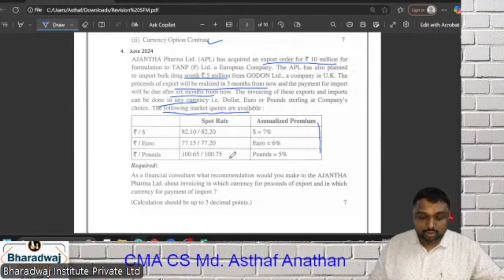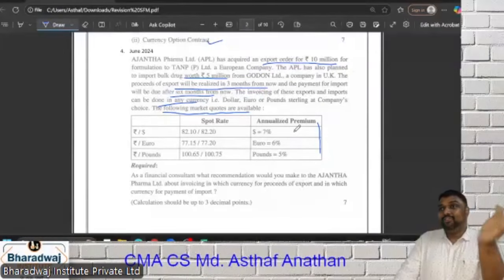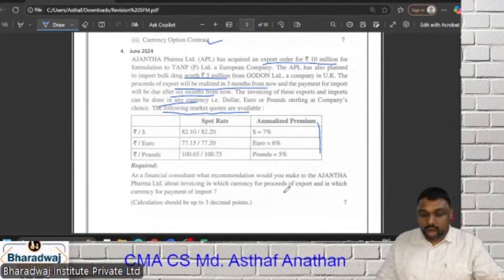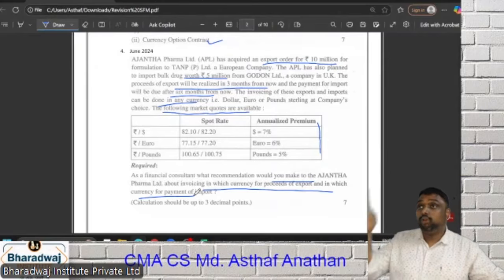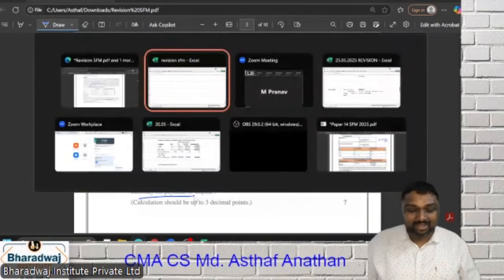See, if you go through the quotation, they have given dollar, euro, pound, everything as a direct quote for foreign currency. Now a premium is nothing but the forward rate. If you adjust the premium rate, then you will get the forward rate for a future period. As a financial consultant, what recommendation do you make for invoicing, which currency for export and which for import? So both export and import you have to do. I know you are ready. This we can also do very easily.